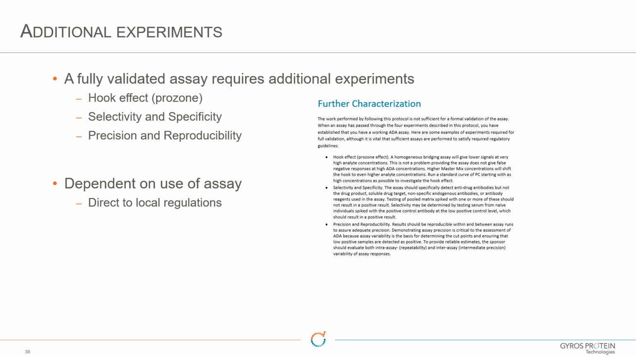So if you follow most of those experiments, you'll now be at a stage where you have an assay that's pretty much ready for validation. Although you may want to look at other parameters, things like hook effect. So this is when the ADA can cause a negative response because it's so high that it causes inhibition of the signal. You may want to look at selectivity and specificity, where you look at spiking individuals to see if there's any change in the response level in the individuals.